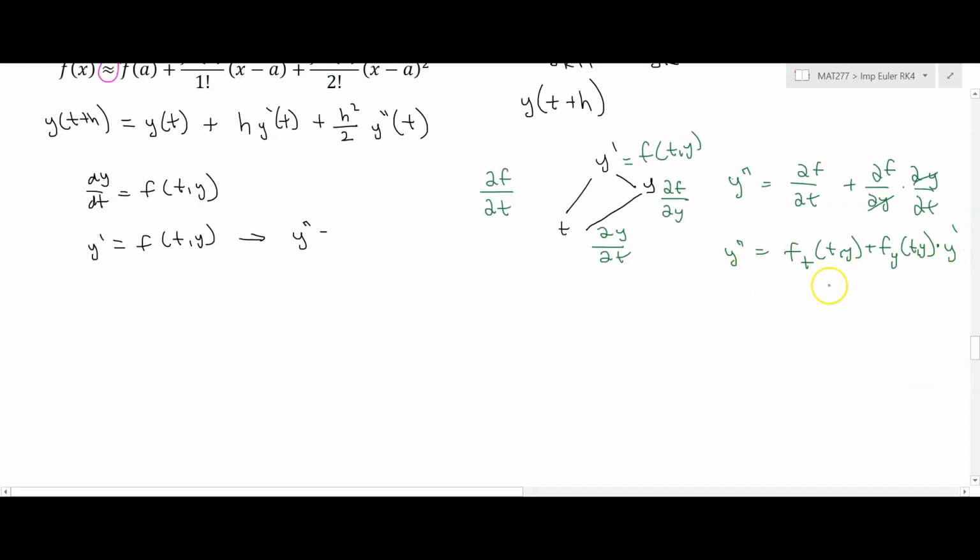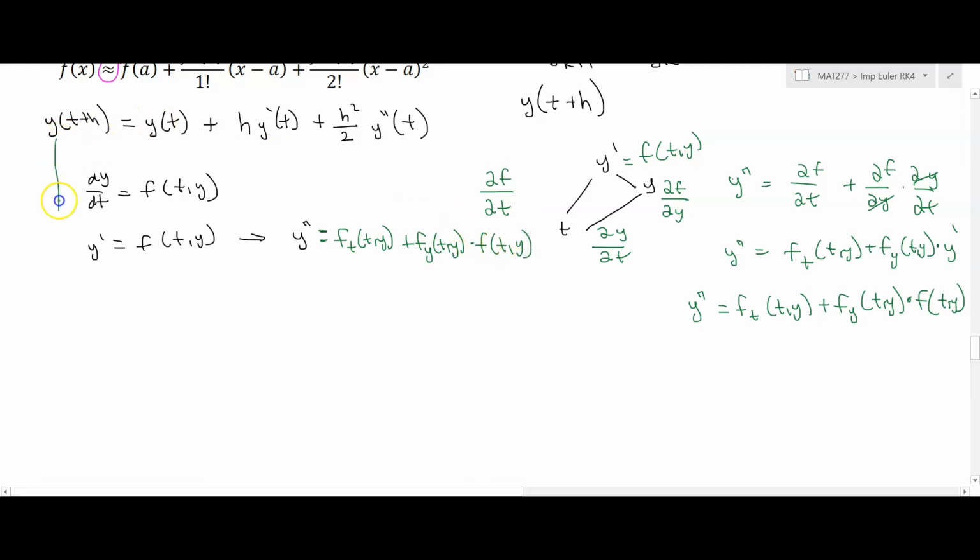Now even y prime can be written as f of t comma y. So I have this notation, which again looks very daunting because there are a lot of symbols here. We just need to remember what these are. This is the first derivative, which is just f of t comma y. Now what I'm going to do here is establish that y double prime is f sub t of t comma y, the partial of f with respect to t, plus the partial of f with respect to y, multiplied by f of t comma y.